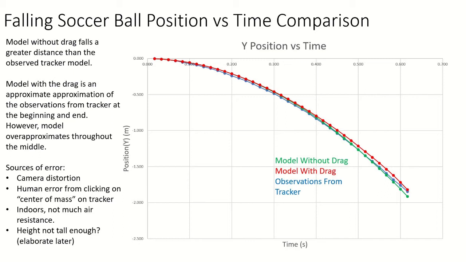As you can see, our model with the drag is pretty good. It's a pretty good approximation at the very start and at the very end. However, the model over approximates throughout the middle. Why is this? This could be due to camera distortion, or the human error from clicking at the center of the mass of the ball, which could be a little off. And then it's also indoors. There was really not that much air resistance, and the height is not tall enough. I'll elaborate on this later.